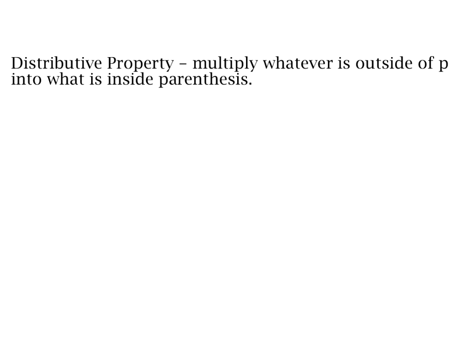Okay, the distributive property tells us that we multiply whatever is outside of parentheses into what is inside the parentheses. So for example, if you had this, you would take that 5 and distribute it. You would multiply it to the x and you would multiply it to the 3. Okay? And then this would give you 5x plus 15 because you multiplied it. You will be seeing stuff that looks like this, though.